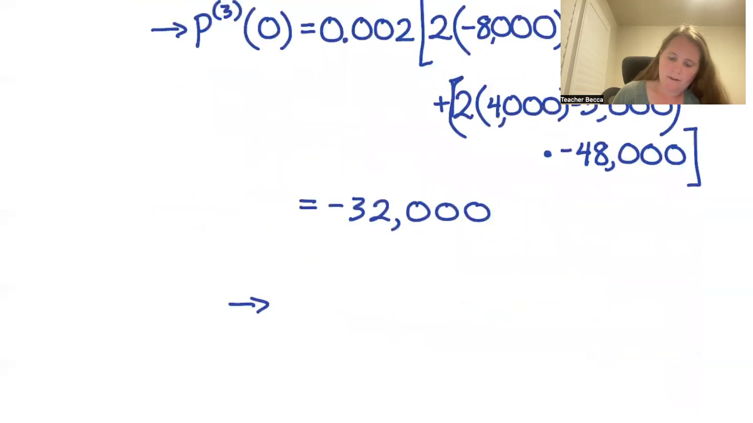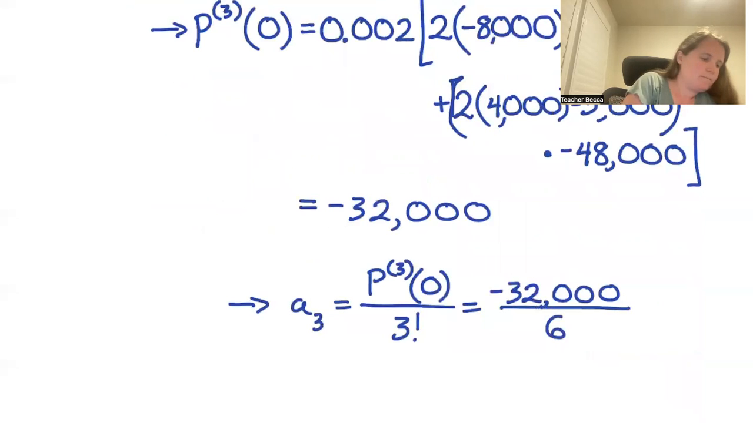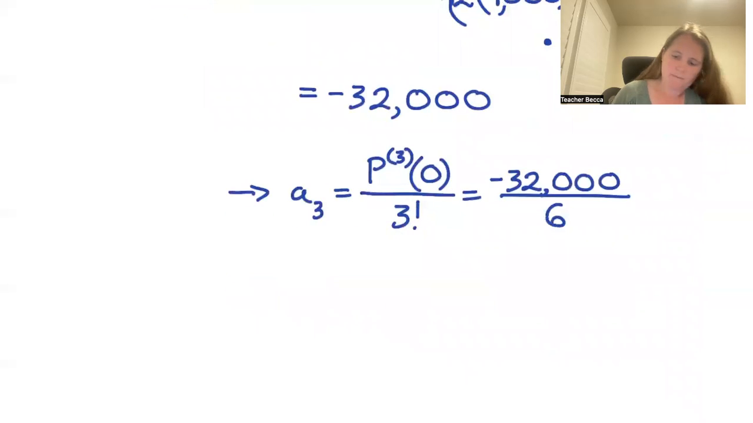So our a sub 3 should be that third derivative evaluated at 0 divided by 3 factorial. So we are looking at negative 32,000 divided by 6, and that's negative 16,000 over 3.